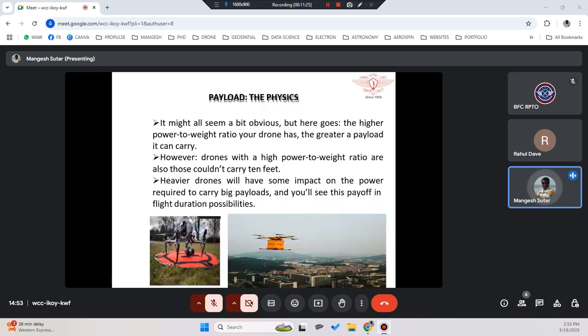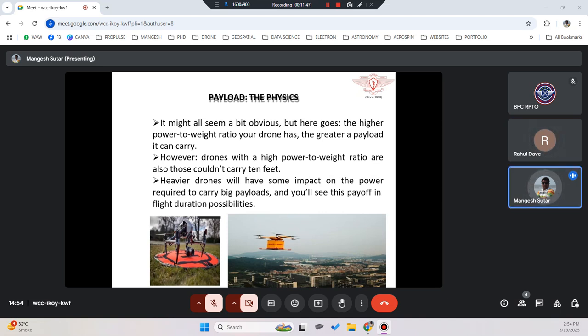Because when it is taking off from the ground, it needs maximum thrust. Once it is in the air, it is floating, so you may not require that much thrust. But when it is closer to the ground, there will be too much pull. Gravity will try to pull the drone down, so at that time you have to overcome that gravity pull. So you may need maximum thrust at that point.